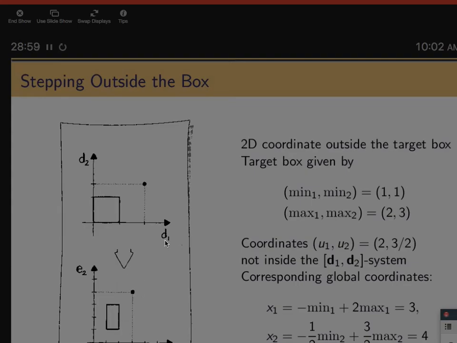But I can find a point that is, if I have min of 1, 1 and max of 2, 3, and my local coordinate, in my local coordinate system I choose a point like 2, 3 halves, I'm outside of it, I can ask where does that go in the global coordinate or the target coordinate system. Just stick the same numbers in the formula and I'll get that that goes to 3, 4. So despite the fact the world got stretched, I can still answer what goes where.